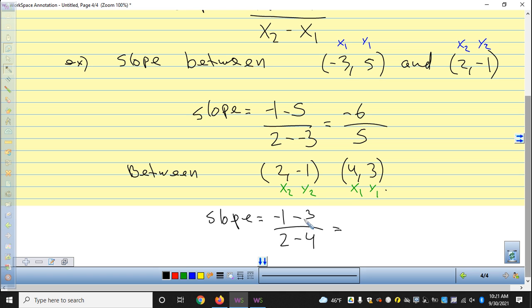Negative 1 minus 3 is negative 4. 2 minus 4 is negative 2. Negative divided by negative is positive, and 4 divided by 2 is 2. I can think of that as 2 over 1. So this slope would be 2 over 1, or just 2.